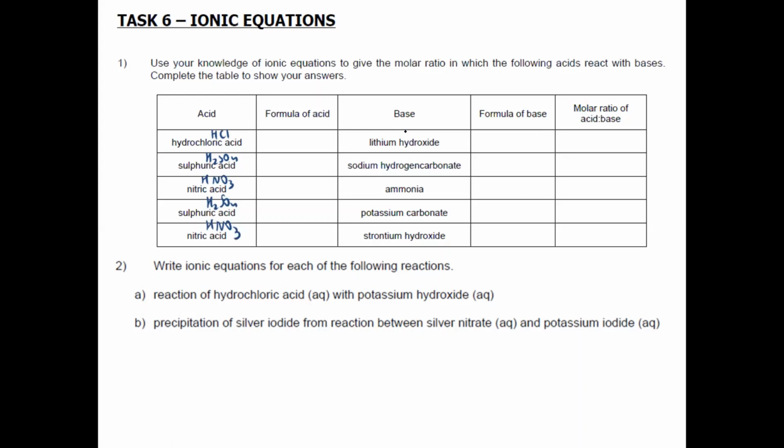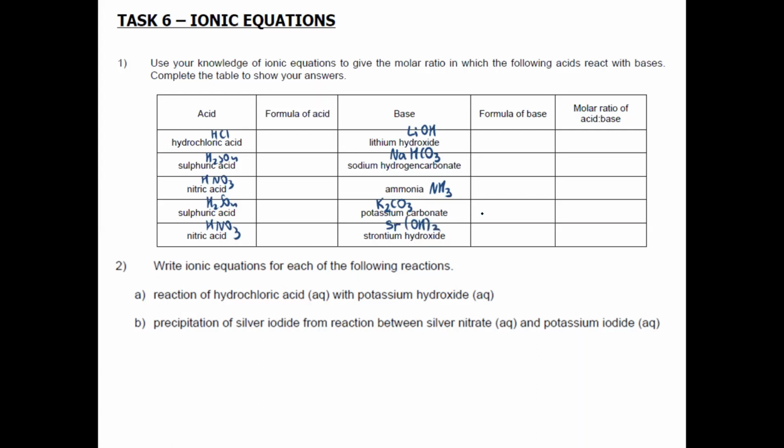And we need the formula for hydroxides. Lithium is group 1, so LiOH. Next one, sodium hydrogen carbonate. So sodium is 1 plus, HCO3 is a 1 minus, so that's done. NH3 is ammonia, and potassium carbonate is K, carbonate is CO3. CO3 is a 2 minus, so I need 2 potassium. And strontium is in group 2, so Sr, and we need 2 hydroxides.